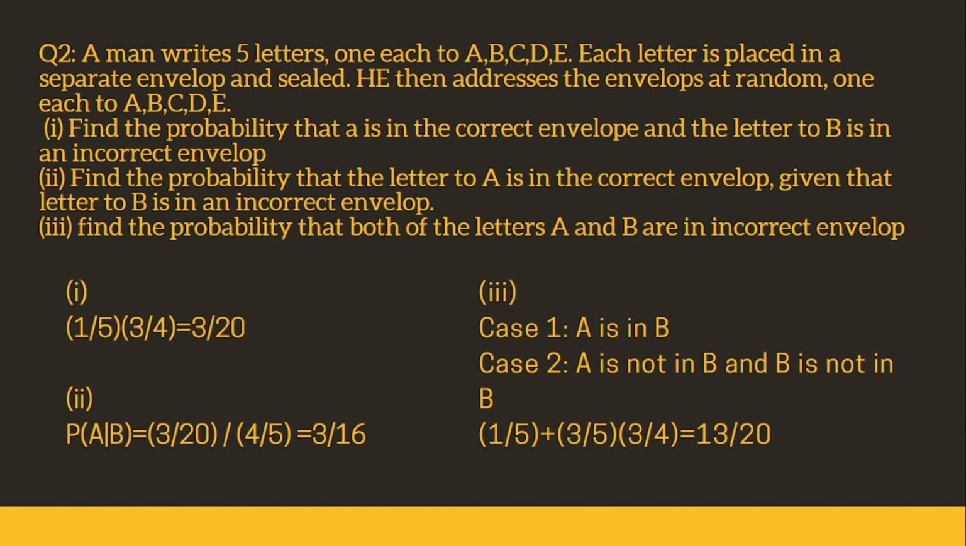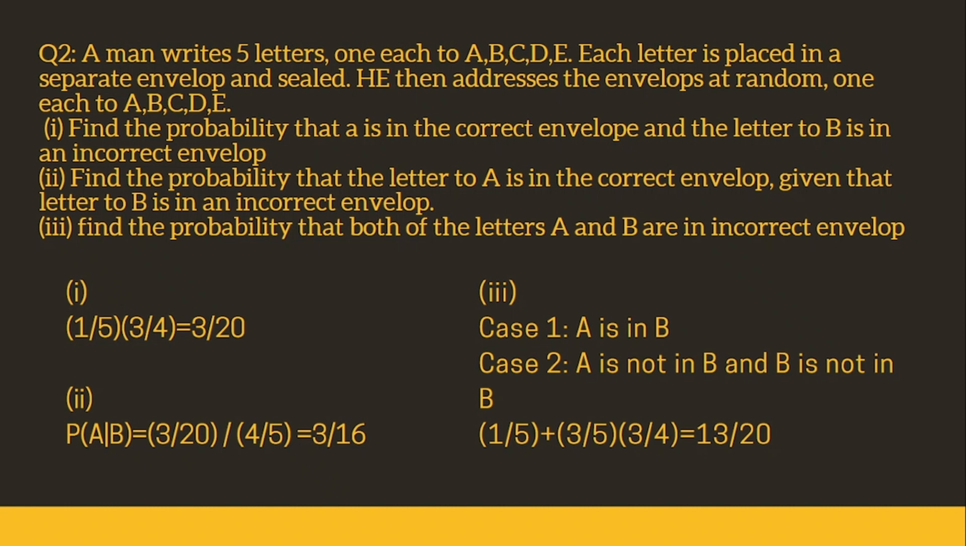So for part 1, it's just going to be getting 1 over 5 such that A is in the correct envelope. So we have A in the correct envelope already. So there are 4 envelopes remaining and B has to be in the incorrect one. So we will look at C, D, E. Those are the options for B. So in this case, it will be 3 over 4. So the answer for part 1 is just 3 over 20. Then for part 2, probability of A given B. So it will just be 3 over 20 divided by 4 over 5. So it's just taking inspiration from our part 2 answer.